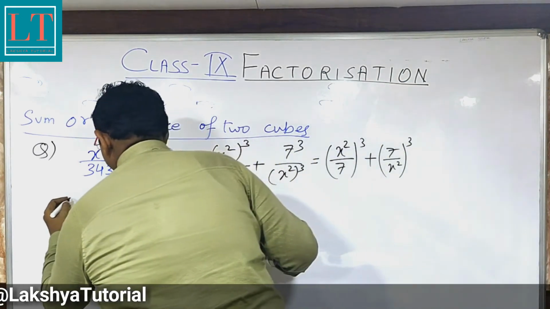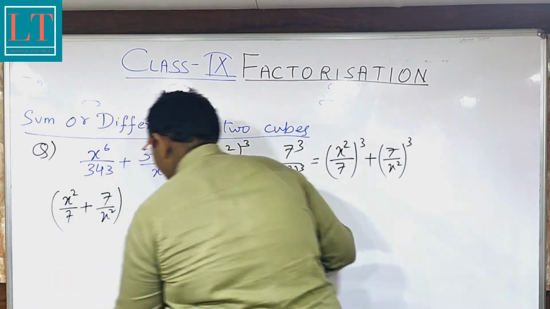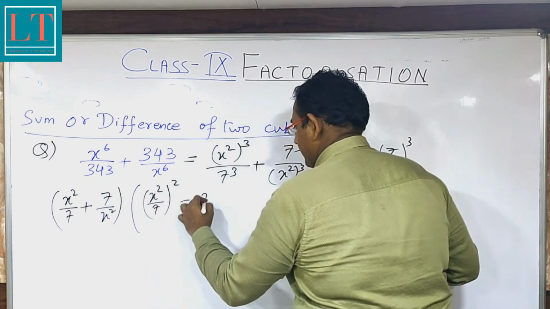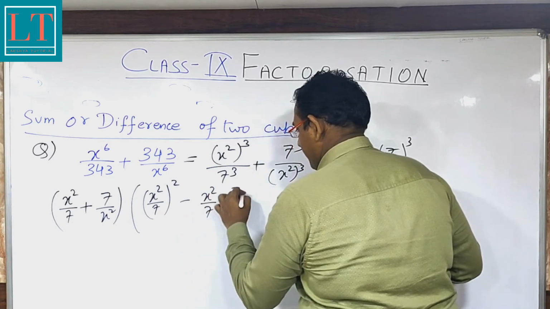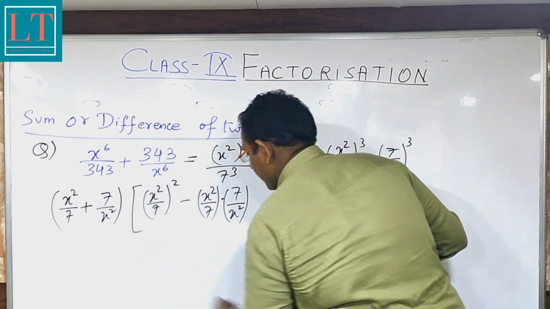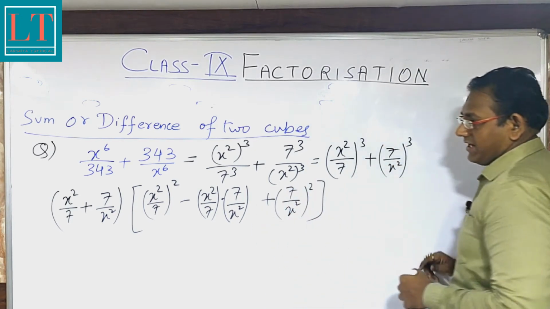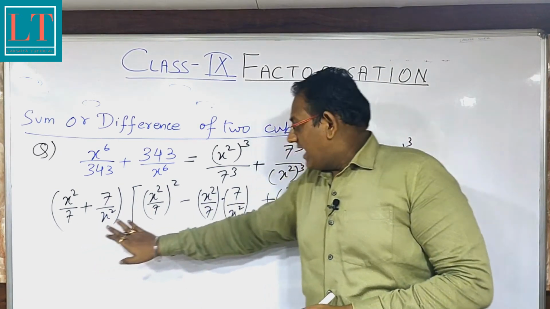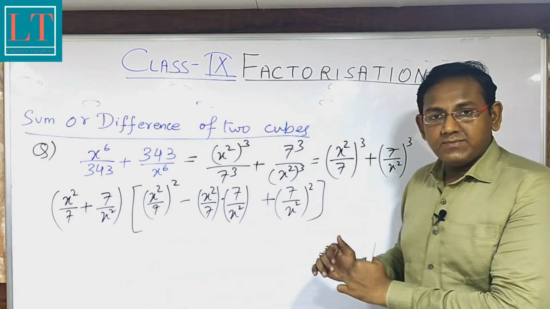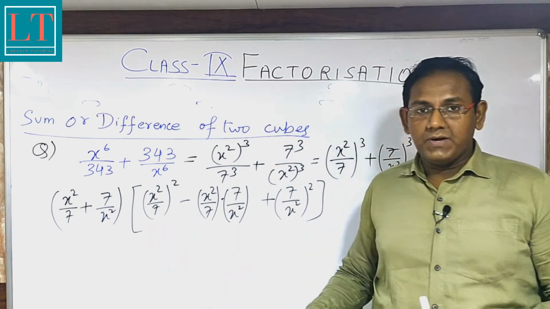So we are getting a plus b, then a square minus ab, putting this inside the bracket, then plus b whole square. We have already expressed this as a plus b, a square minus ab plus b square. The next step is to simplify the a square, the b square and the ab part.